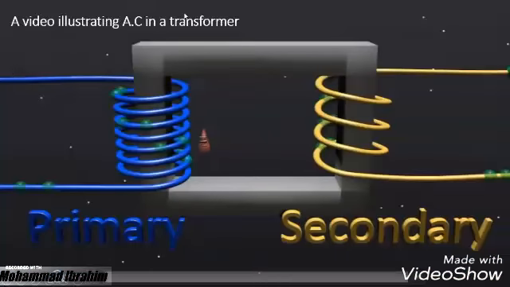So this is a video showing the alternating current in the transformer. This is the soft iron core, as you can see. This is the primary side, and the secondary side. Let's check this video out.